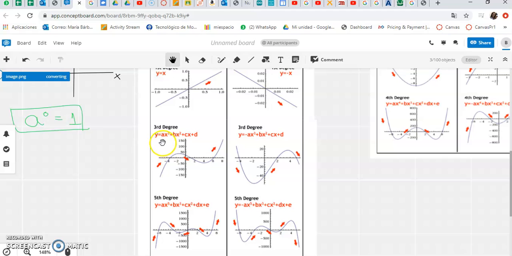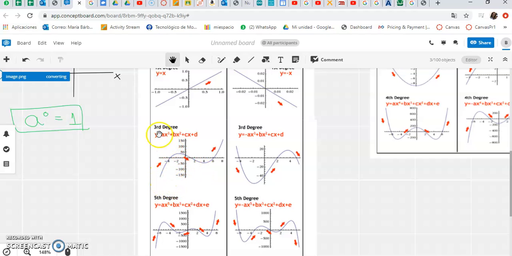Then let's see the next case with the third degree. When the leading coefficient, which in this case is a, is positive. Look, the behavior is like the ascending line. It is falling to the left and it is rising to the right. So look at the third degree. It is also falling to the left and it is also rising to the right. These are the ending behaviors of the polynomial functions.